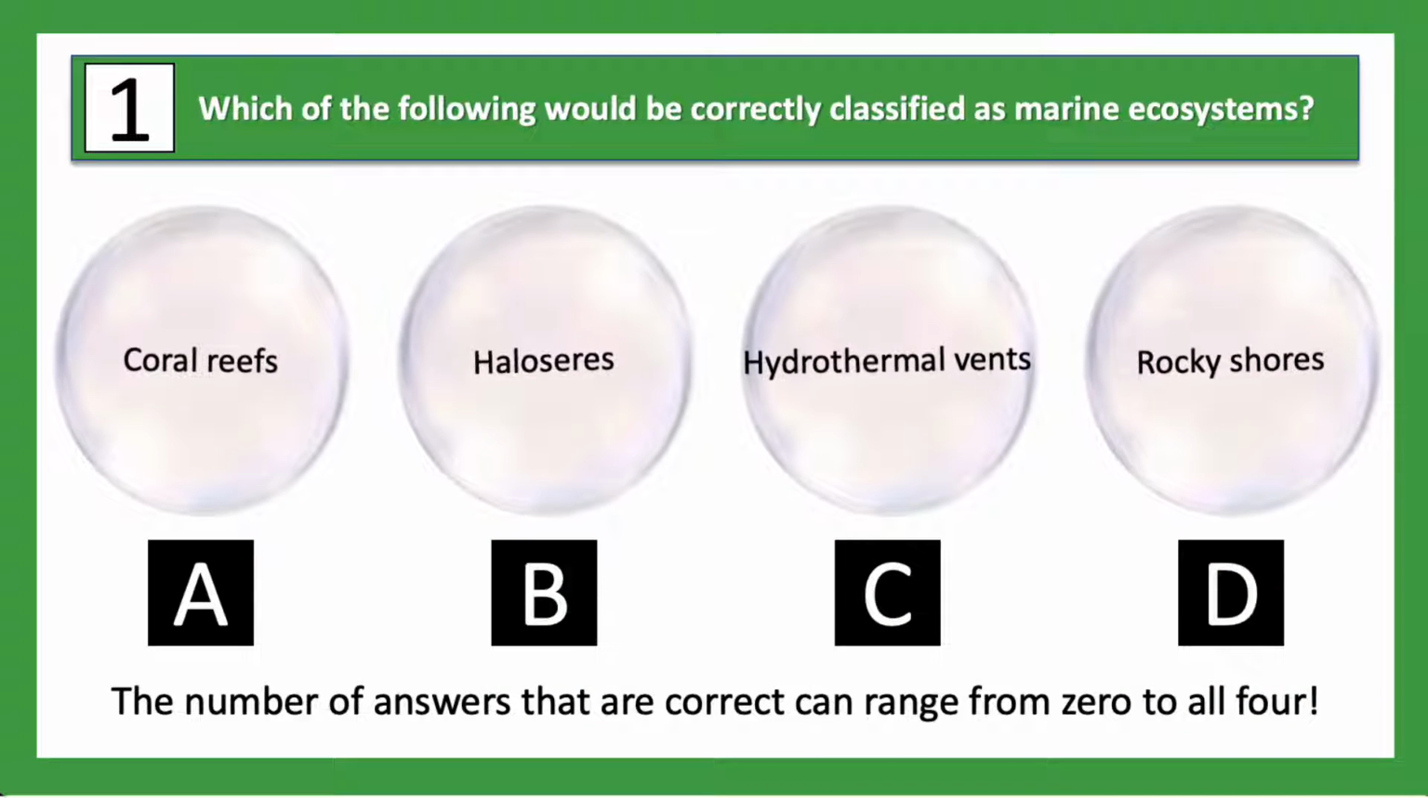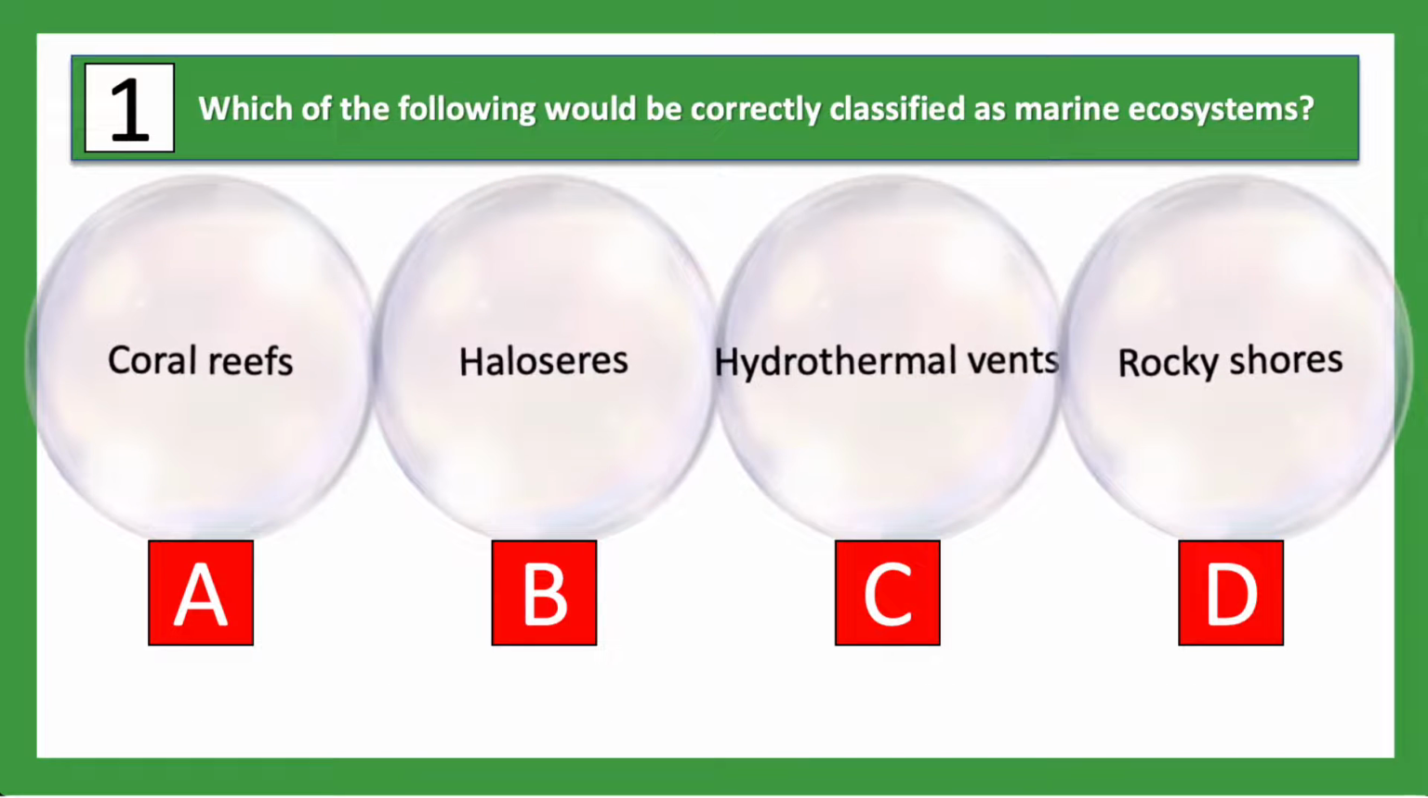So which of the following would be correctly classified as marine ecosystems? Coral reefs, haloseas, hydrothermal vents, or rocky shores? What do you think? Pop your answers in the chat. Okay, and let's reveal the answer. All 4 of those are marine ecosystems. So well done if you've got that correct.